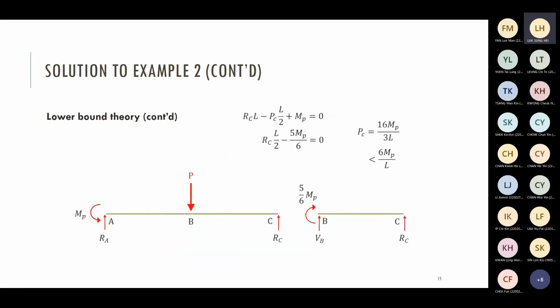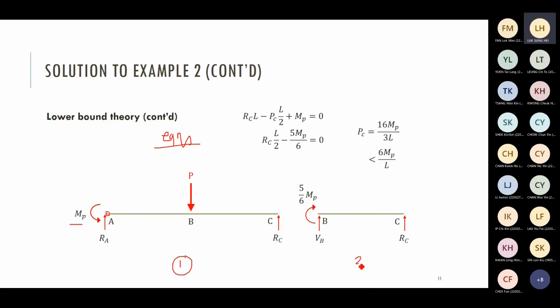Then what next? Next, we have to apply our equilibrium equations. The first picture shows you the overall structure A, B, C. And you have plastic moment on the left, right? At point A, we have a plastic hinge. We have a reaction. We have point B at the middle. At the roller support, point C, we have one reaction.